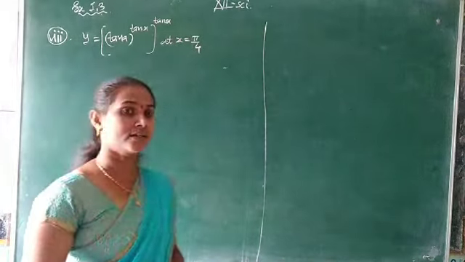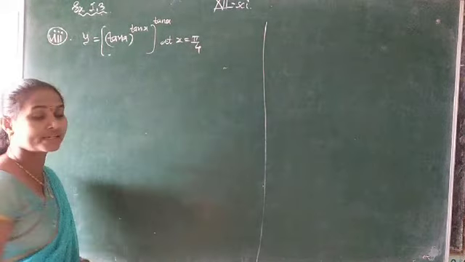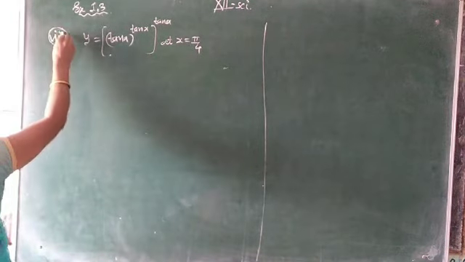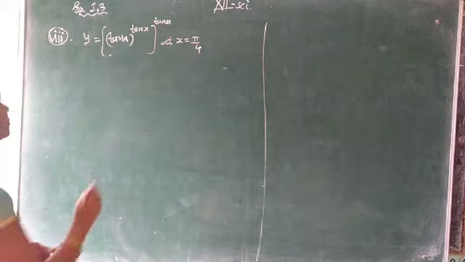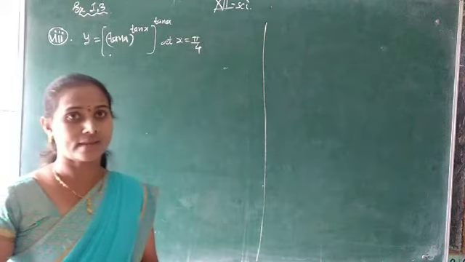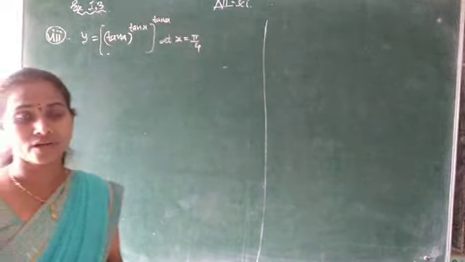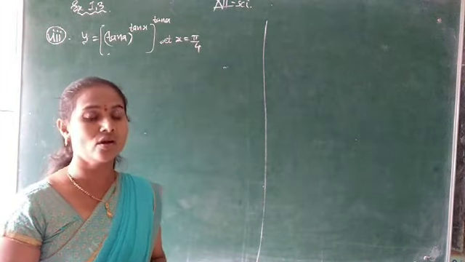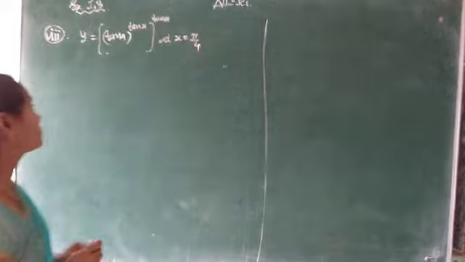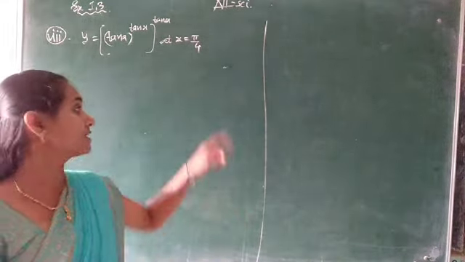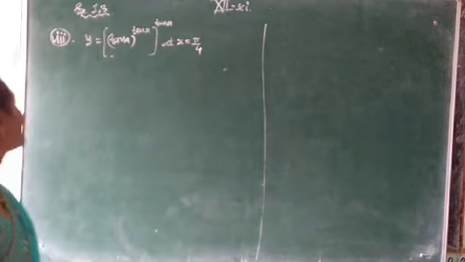Hi students, yesterday we saw exercise 1.3 question number 2, and the last part of question number 2 is: y is equal to (tan x raised to tan x) whole bracket raised to tan x, at x is equal to pi by 4. Then we have to find the value of dy upon dx at x is equal to pi by 4. So first we find dy upon dx, then use pi by 4 instead of x.